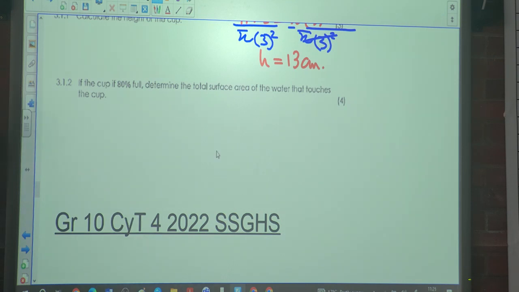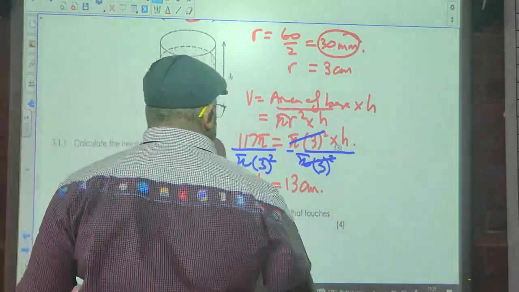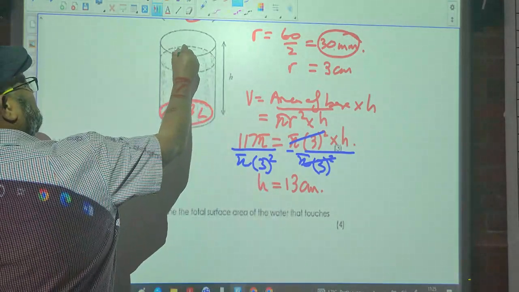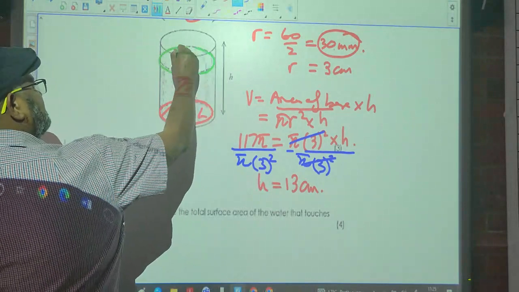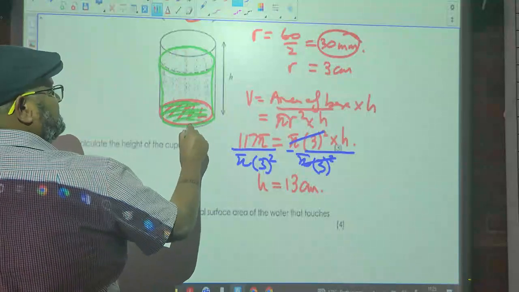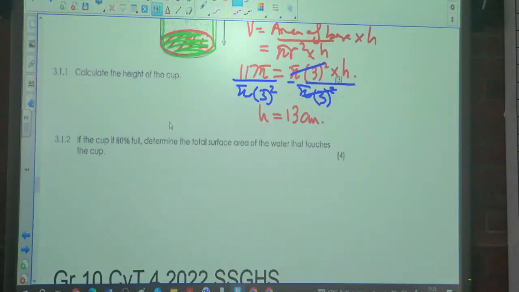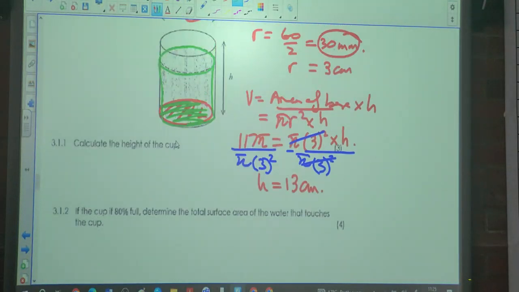If the cup is 80% full, determine the total surface area of the water that touches the cup. So what we're looking at, let me just see if I'm right here. The part that's touching the cup is going to be this here, and only the basin. Can you see that? The top is not touching the cup. So 80%. It's going to be a different height.